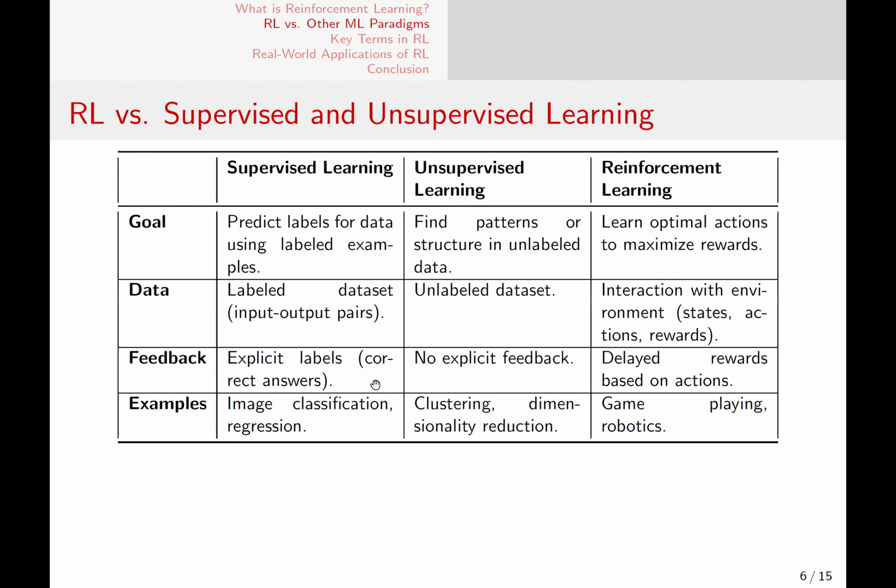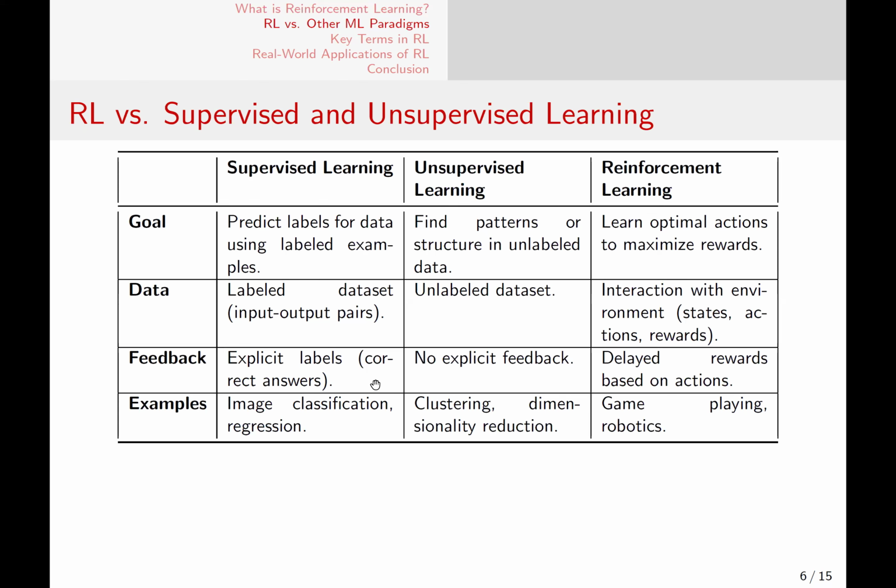For supervised learning, the goal is to predict labels for data using labeled examples. When we talk about labels, we're talking about features and targets. The features are the inputs, while the targets are the outputs, right? Usually you have one target and several features. For unsupervised learning, you want to find patterns or structure in unlabeled data. Unlabeled data is a situation where you have just features and no target. So you have those features and you just want to discover patterns from them. You want to see which ones can be grouped together and all that. And then when you talk about reinforcement learning, you are learning optimal actions to maximize rewards.